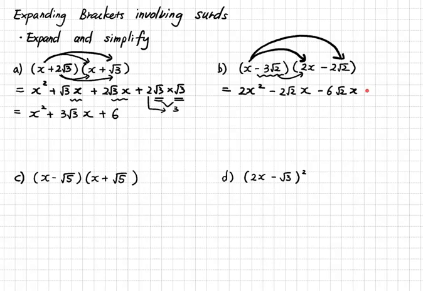And then what you have here is negative 3 root 2 times negative 2 root 2. Negative times negative is positive. So you have that times 2 root 2.